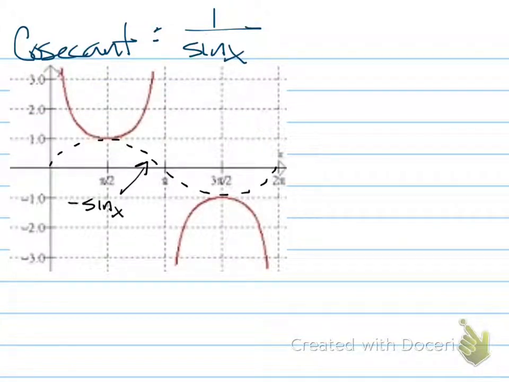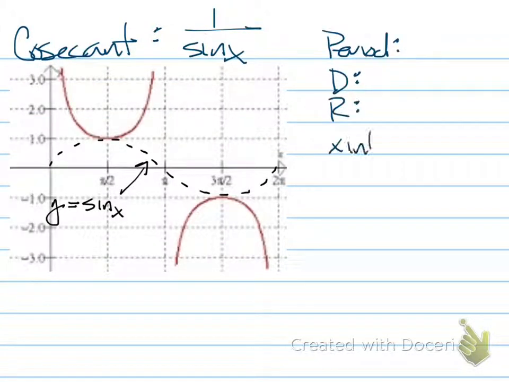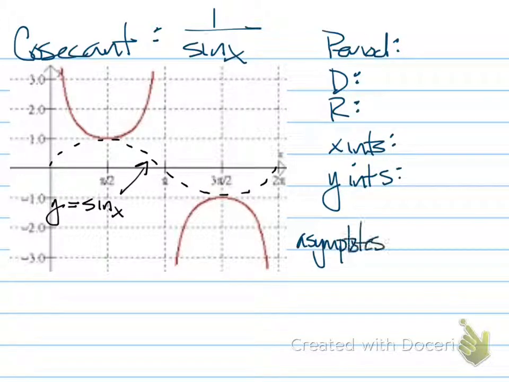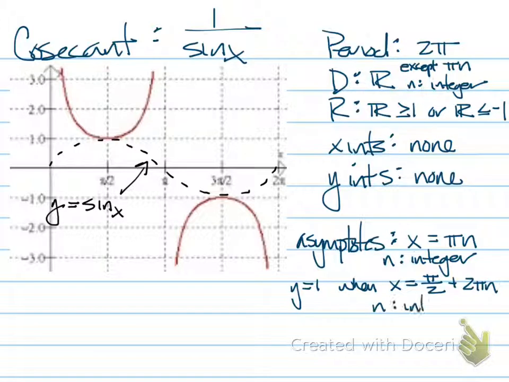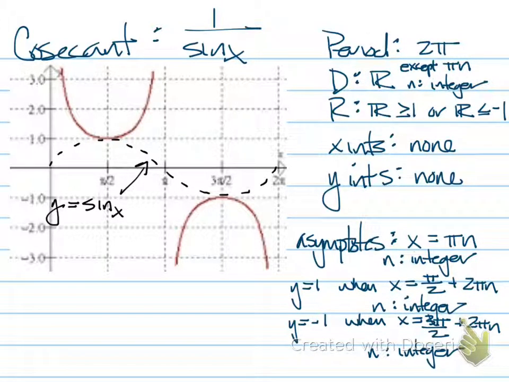Now, cosecant is the inverse of sine, and in the figure you have a dashed graph of the sine curve. You can see that cosecant is just a reflection across the lines y equals 1 and y equals negative 1. You have a period of 2 pi for cosecant. The domain is all real numbers except for at pi times n, where n is an integer.